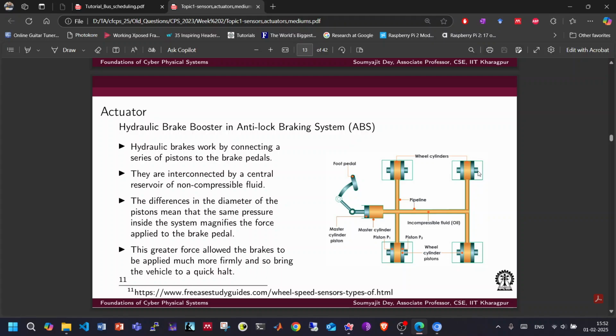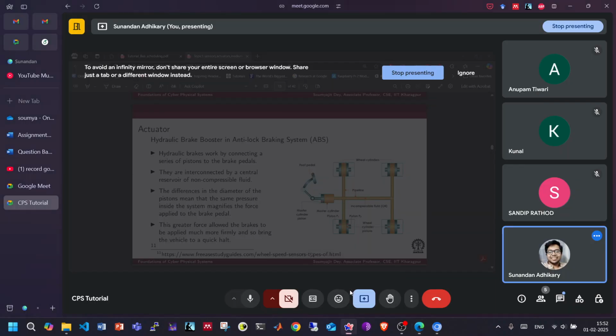And in anti-lock braking systems, do you know how the anti-lock braking system works? Why do you use it? Anyone? If you have driven a car or ridden a bike, you will know. Even if you don't know, it doesn't matter. Whenever you have seen, there is a feature, ABS, available, right? Yes, please go ahead.